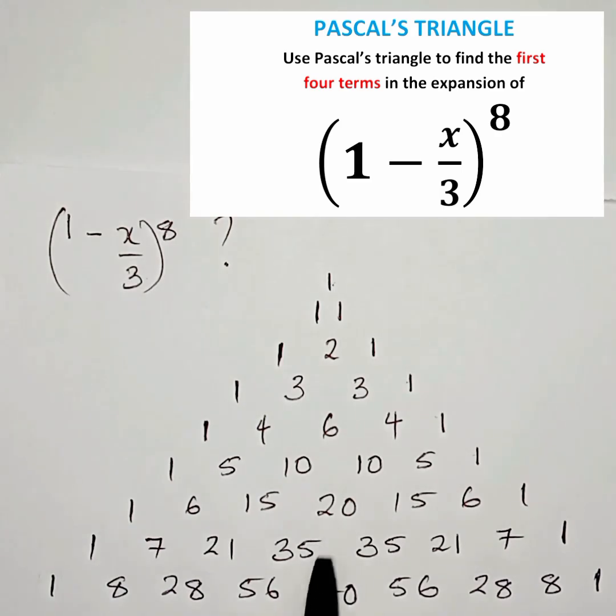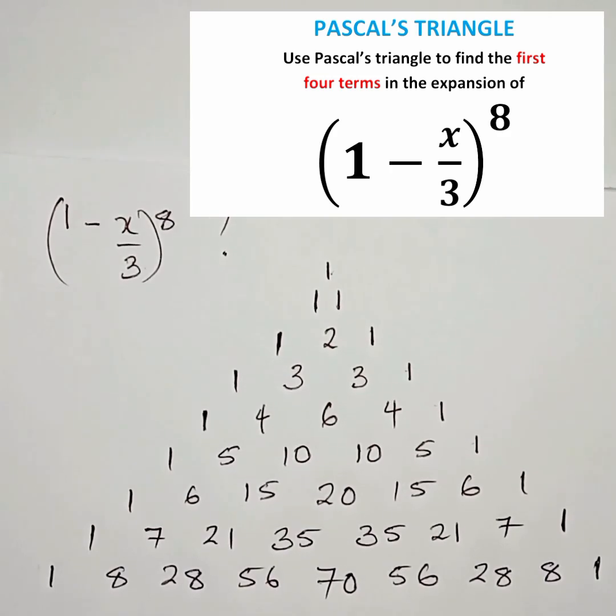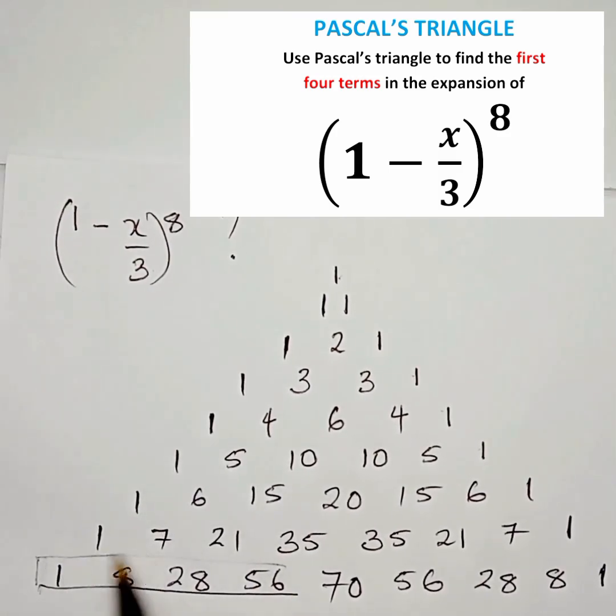With me here is Pascal's triangle that is already constructed. We need to find a formula that we are going to use to find those terms. We are mainly concerned with the 8th row, and we are looking at these coefficients: 1, 8, 28, and 56.